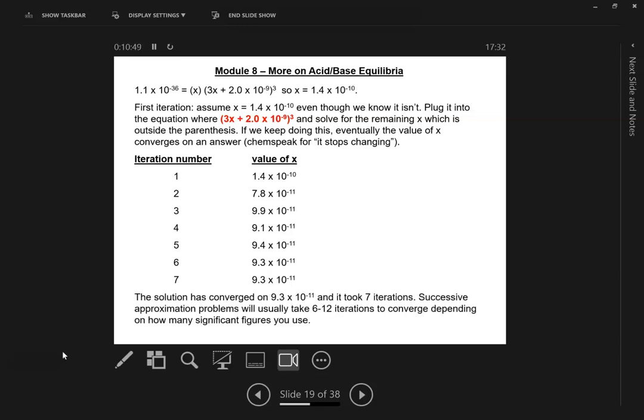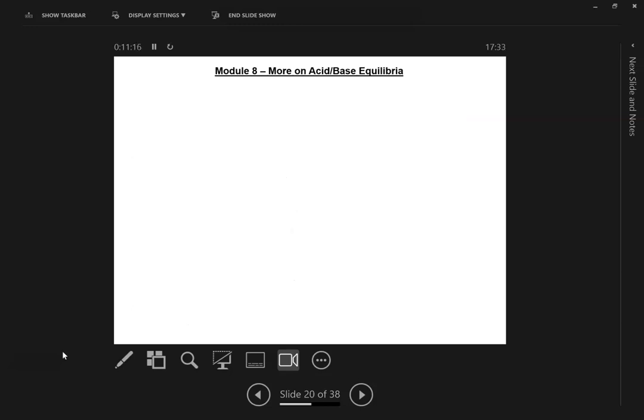Okay? So it took 7 iterations to do this. Not particularly easy, but after the first or second time, you kind of get into a rhythm and you see how to operate your calculator quickly, efficiently. You know how to solve for this. Depending on the number of sig figs you have, might be 6 iterations, might be 12 iterations to converge. So you just keep doing it. All right, let's take a look at a couple more questions.